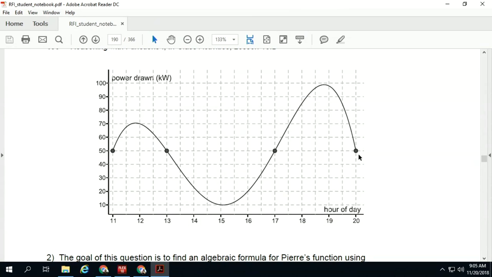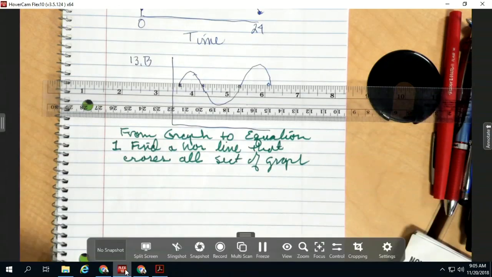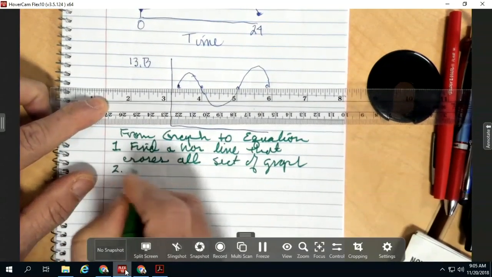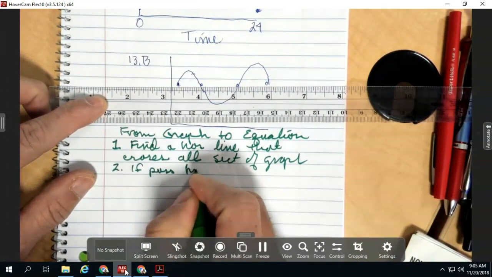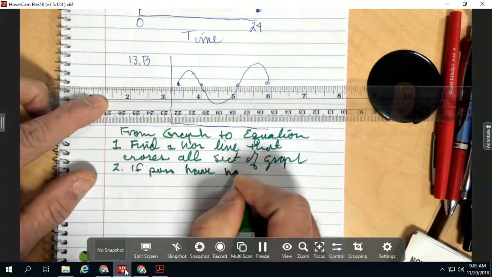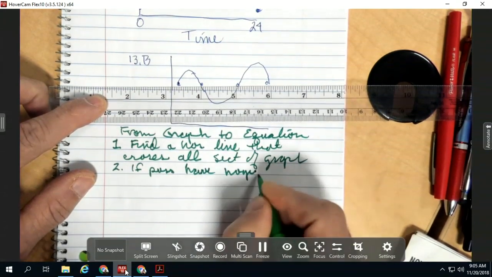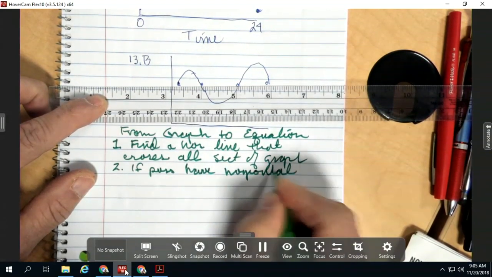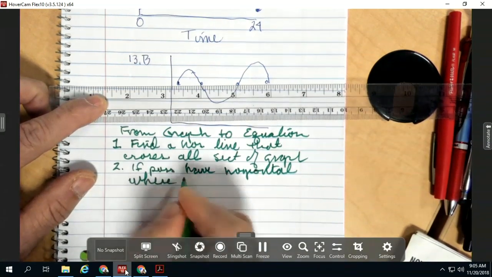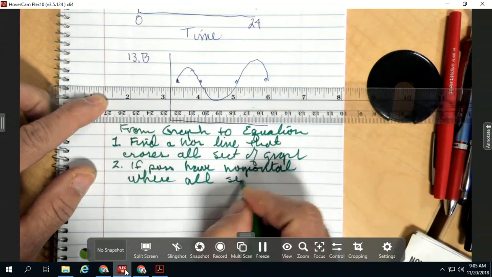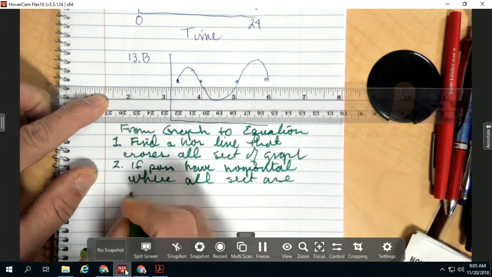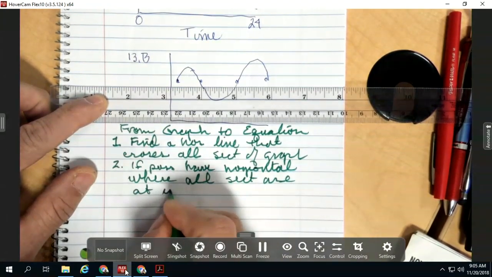Everybody's here. This one and this one. Okay? So step 2 would be, if possible, have the horizontal where all sections are at an intersection.